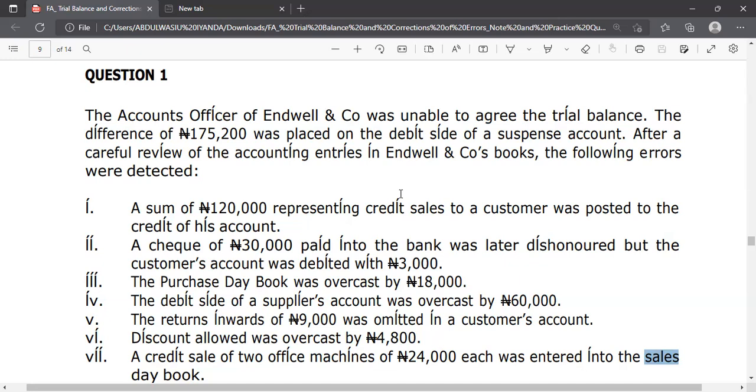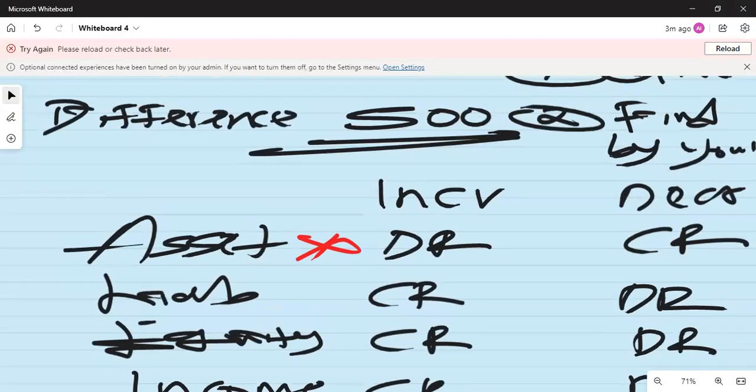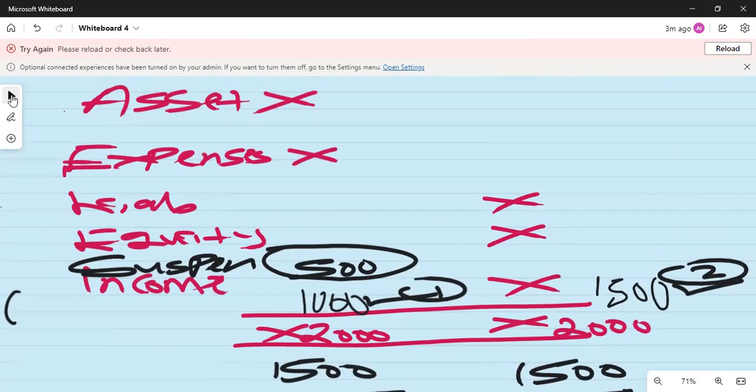Now, after a careful review, because we are still going to conduct investigation on why the difference. We are not just leaving it and going. With the trial balance that's agreed now, we cannot start preparing our statement. This 175,200 that we are having here now, we still need to conduct investigation. Meaning that at the end of our investigation, we're able to identify the error, and the suspense account will be zero. Whatever you have on the debit of the suspense account, at the end of your investigation, it's also going to be the same.